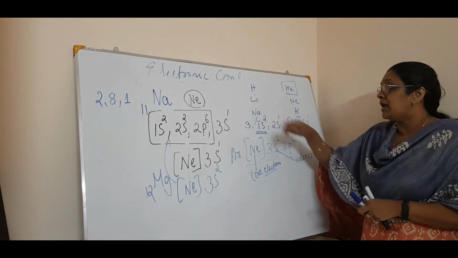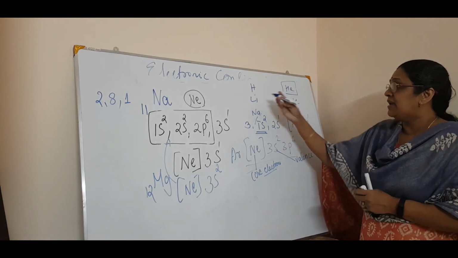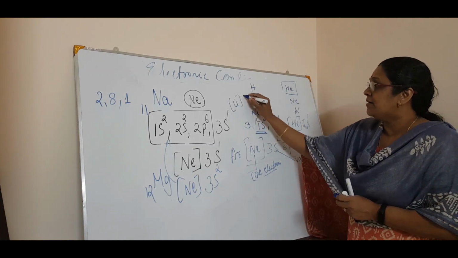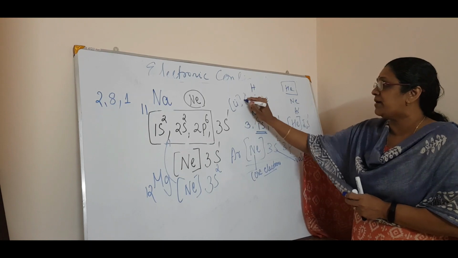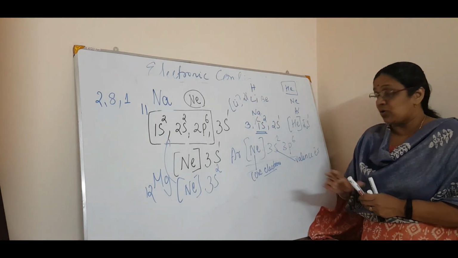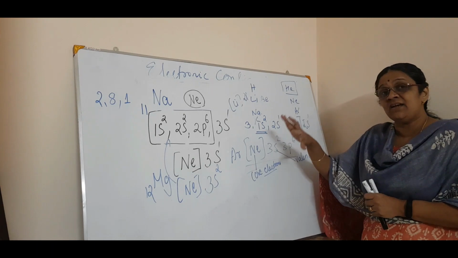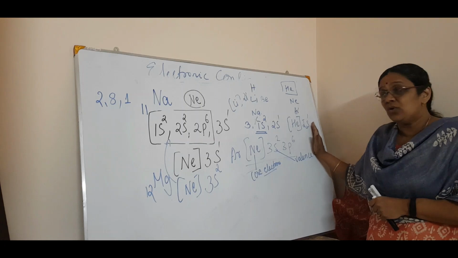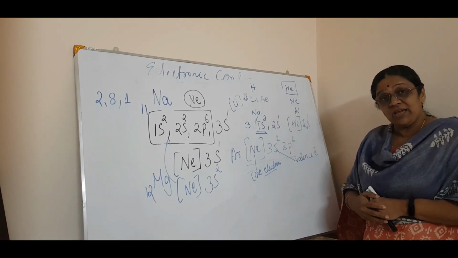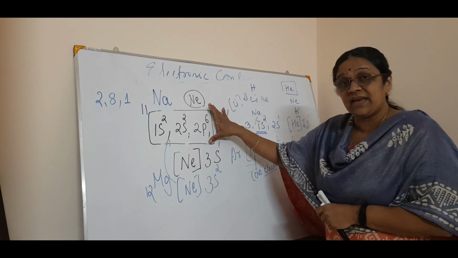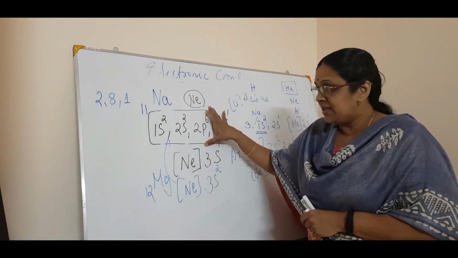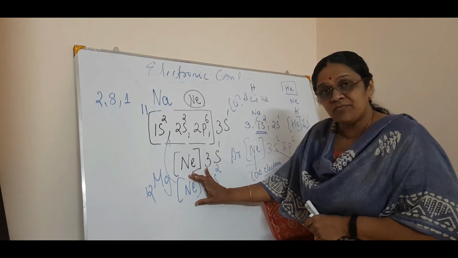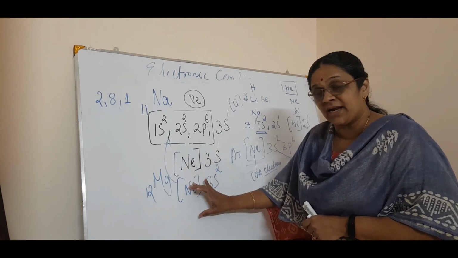Not in between. For example, I can't write beryllium as lithium and 2s1. No, I can't write like that. The core electrons can be written only with respect to the noble gas elements. Keep in mind, you can't write with everything. Why? Because this is stable, so you can have that type of assumption, that you write the noble gas configuration by putting helium, neon, argon, etc. in brackets.